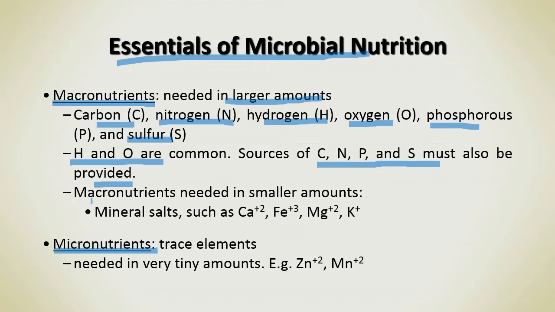Within the macronutrients, there are also some nutrients needed in a smaller amount, including calcium, ferrum, magnesium, and potassium. These we call mineral salts. On the other hand, micronutrients are only needed in trace quantities, or we call them trace elements, needed in very tiny amounts, including zinc and magnesium.